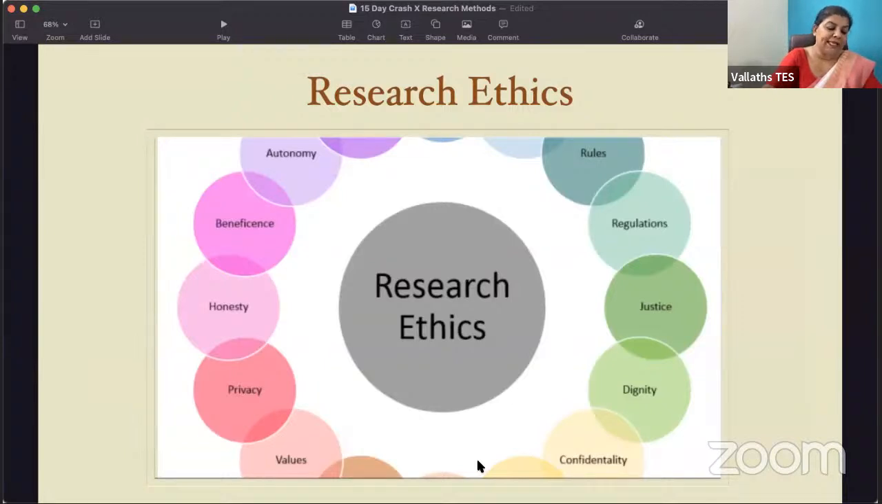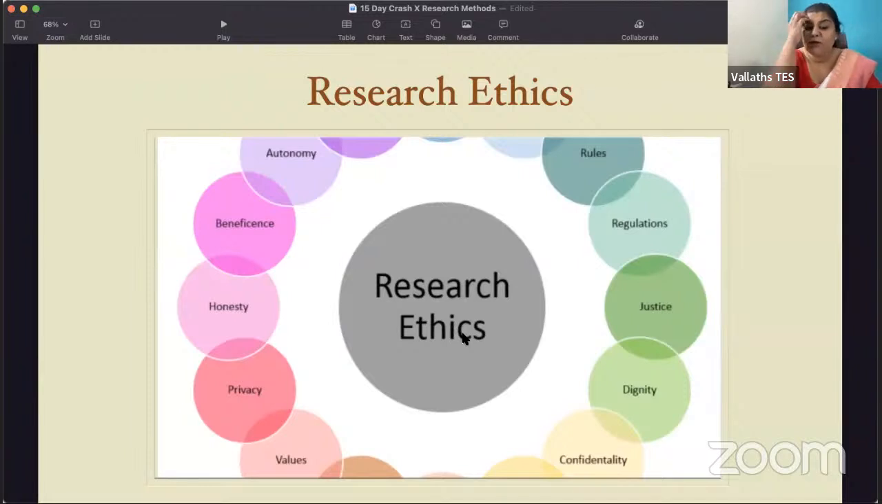And then a very important area in research is research ethics. What is research ethics? The responsible conduct of research. That is called ethics. How to do research is related to moral and ethical issues also. You should have autonomy, that means independence, beneficence, honesty, privacy, values, confidentiality, dignity, justice, regulations. So many things are there.